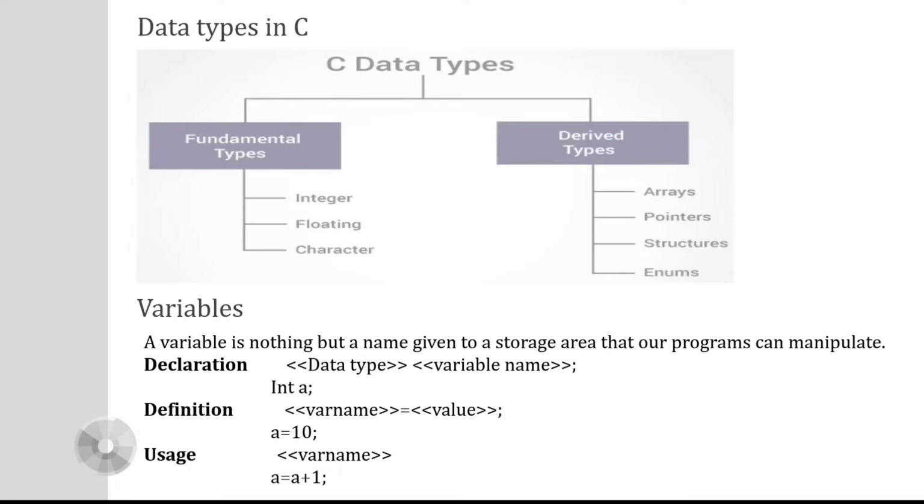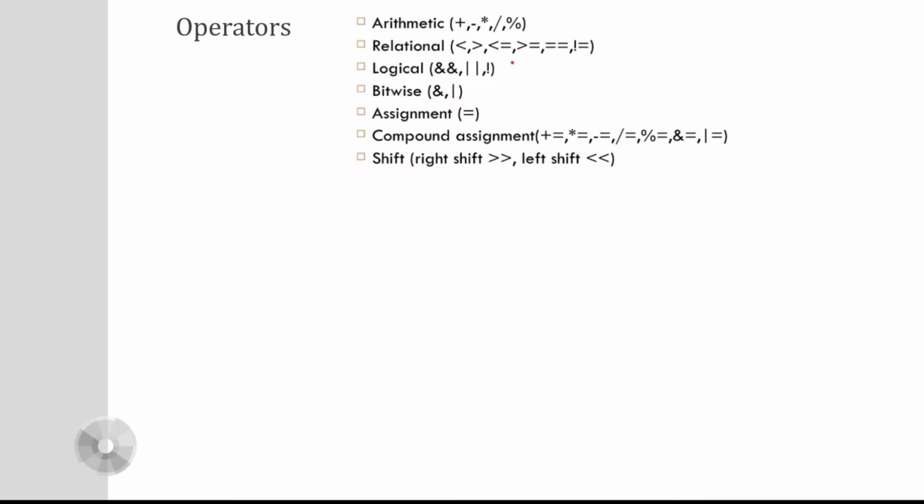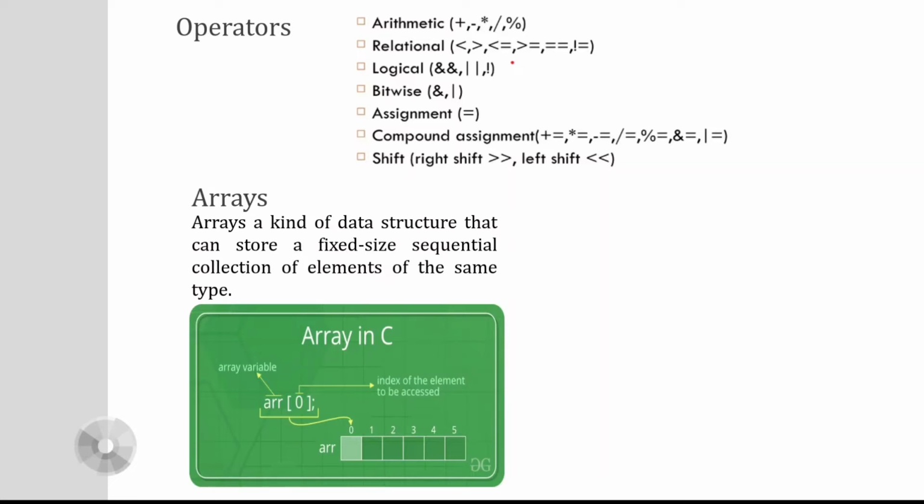Coming to variables, variables are the names given to the storage areas that our programs can manipulate. Here we have declarations, definitions and usages. We use operators in C programming like arithmetic, relational, logical and many more. Now coming to arrays, we can simply say an array is a collection of data of the same data type. Here we have an example of an array.